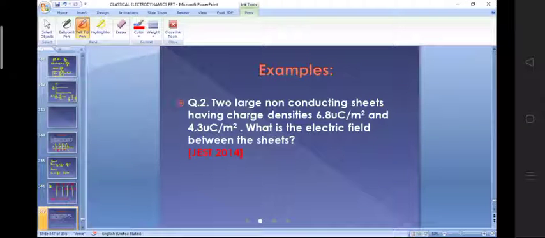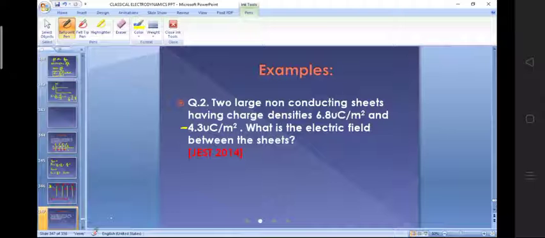Now look at this example, beta. Okay, so let's do this example. Two large non-conducting sheets are there having given charge densities. The charge density of one sheet is given and the charge density of another sheet is also given. What is the electric field between the sheets? So you'll have to calculate the electrostatic field between the sheets. One sheet is positively charged, another is negatively charged. So this sheet is negatively charged here, I'm writing minus here. Then you will have to calculate the electric field between the sheets.